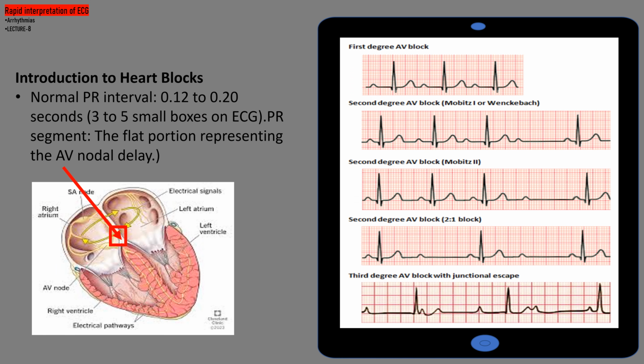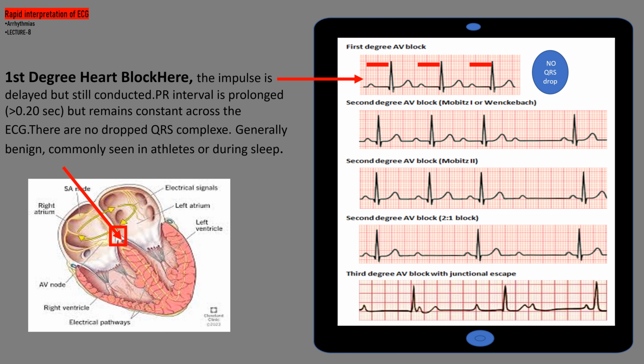Now, let's discuss heart blocks, which occur when there is a delay or blockage in the electrical conduction, mostly at the AV node. First-degree heart block. The impulse is delayed but still conducted to the ventricles. The PR interval is prolonged, meaning it is greater than 0.20 seconds, but it remains constant across the ECG.